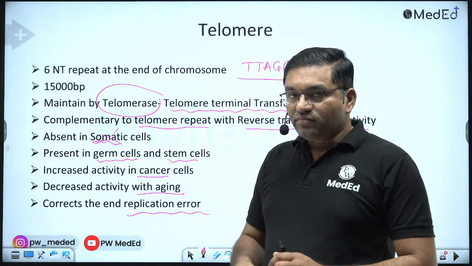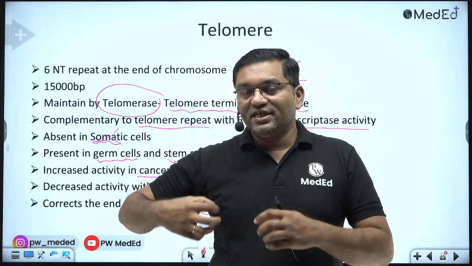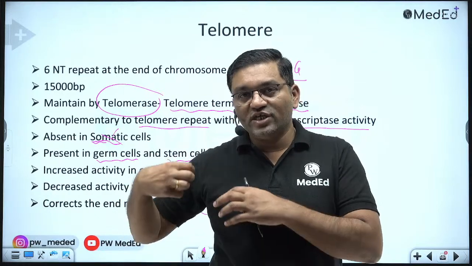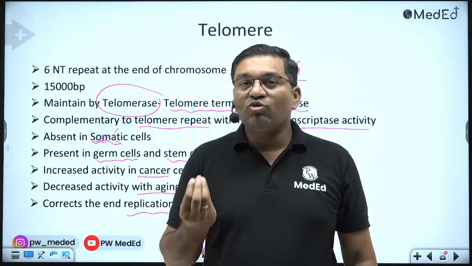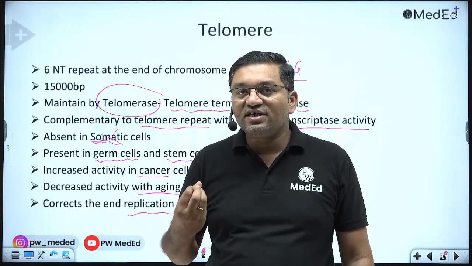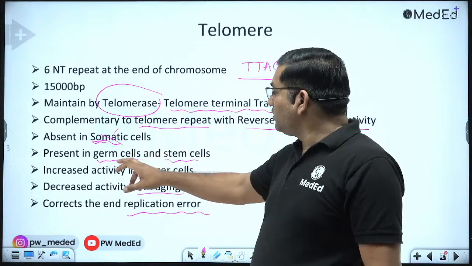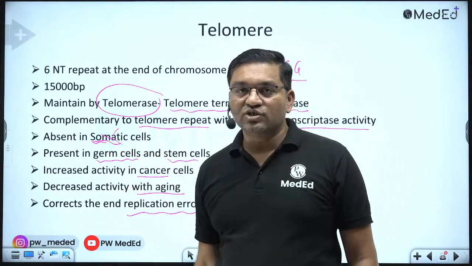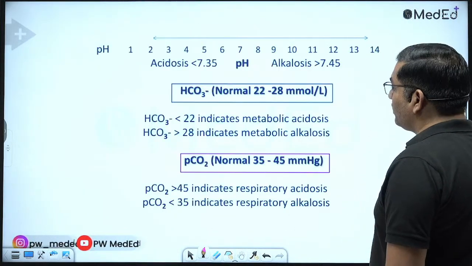So it maintains the length of the DNA. There is a 6 nucleotide repeat that is known as telomere. It is maintained by the telomerase enzyme. There is increased telomerase activity in cancer and decrease with aging. It is present in the germ cell and stem cell but absent in the somatic cell. So these are the important points related with telomere and telomerase.